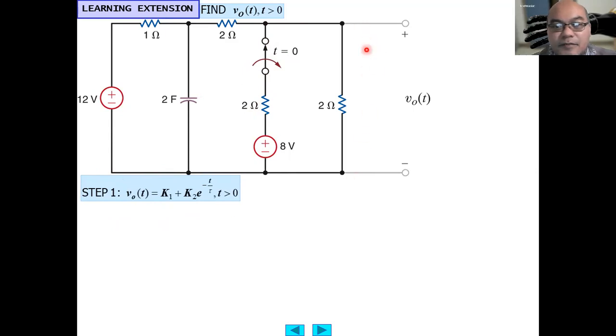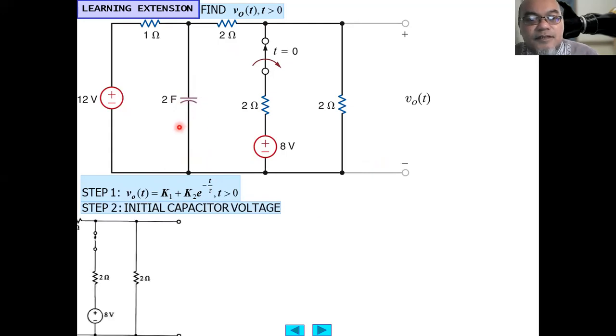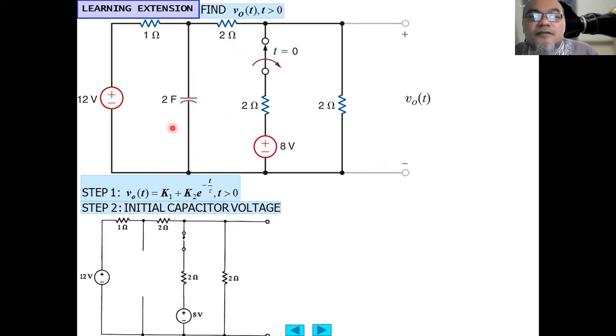The question is V output here. V output of t equals K1 plus K2 exponent minus t over tau, expressed in the standard form of the first order differential equation. Calculate first the initial capacitor voltage across the 2 farad capacitor. So we draw this as open circuit. This is still switch on, so at t less than 0 it is like this.